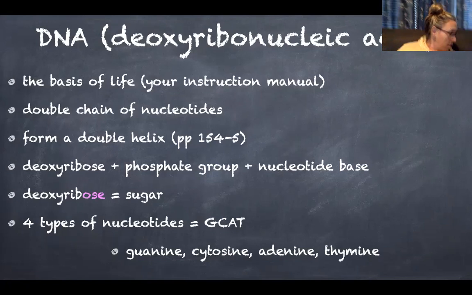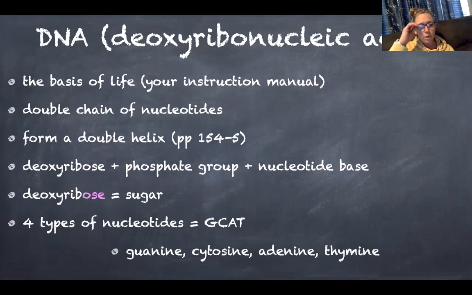Okay. So yeah, 154 and 155 is great because they show you 3 different versions of DNA. So DNA has deoxyribose, and what do we say? Anything that ends in OSE is what? A sugar. Yeah, a sugar. Very good. And a phosphate group and a nucleotide base, right? So DNA is made of these 3 things.